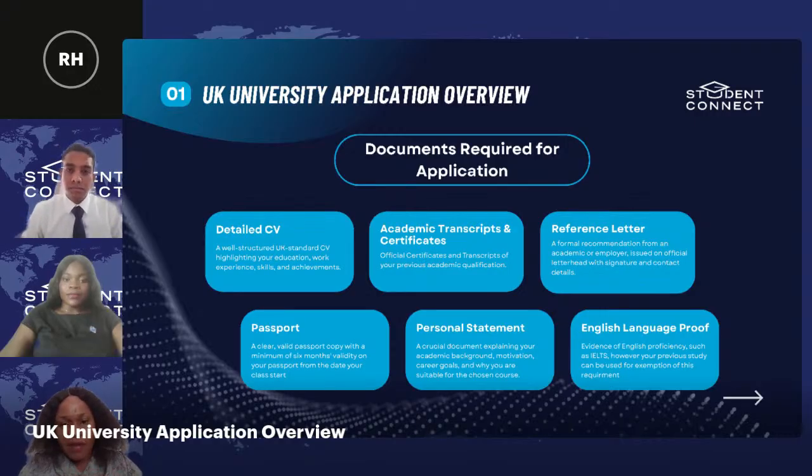However, your previous study can be used as an exemption of this requirement. Yes, for Nigerian students, Ghanaian students, you can use WAEC or NECO as well as an English proficiency letter. WAEC and NECO English minimum of 6 in English language. So you don't really need an IELTS if you're from Nigeria and you are also from Ghana. Next slide, please, Rajan.